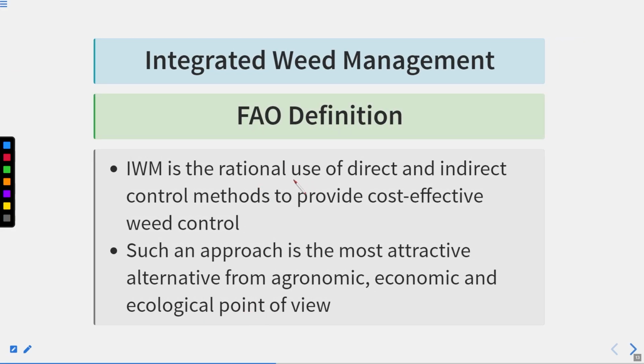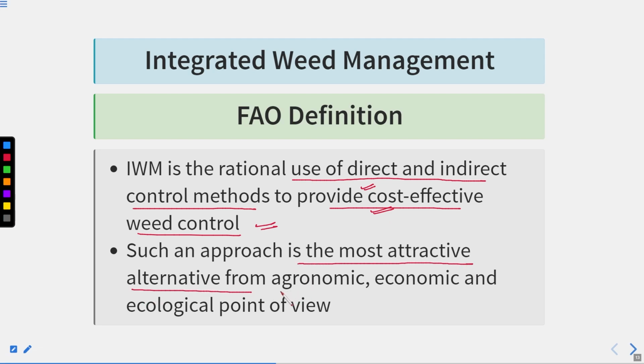IWM is a rational use of direct and indirect control methods to provide cost-effective weed control. So this is quite cost-effective. If we are only dependent on the chemical method, or only dependent on the mechanical method, then that could be a cost-consuming method. It will not be economical, but if we are using IWM, then it will be cost-effective weed control. Such an approach is the most attractive alternative from an agronomic, economic, and ecological point of view.